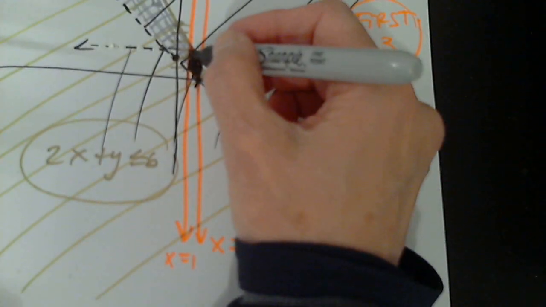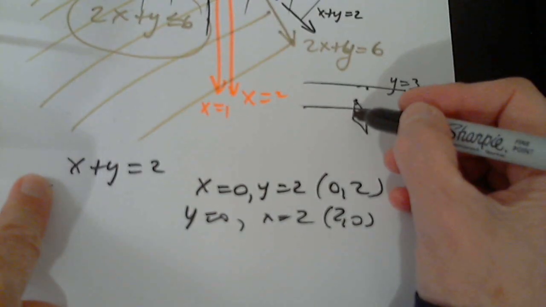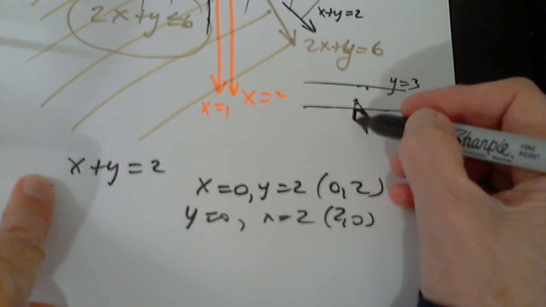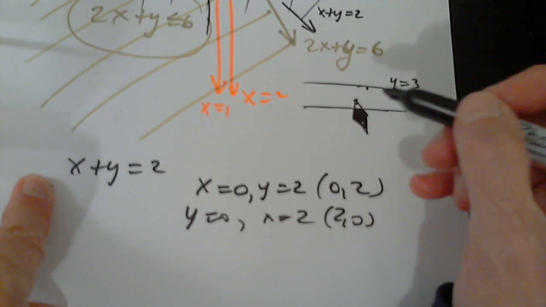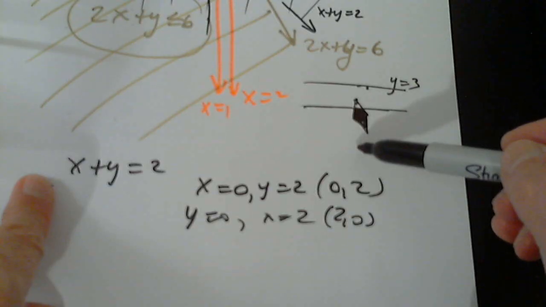So it goes to the point, so it's this graph. Because it's right in the middle between 1 and 2.